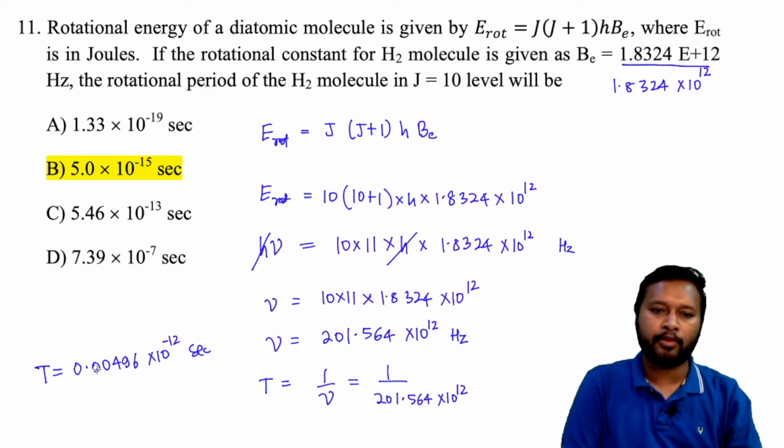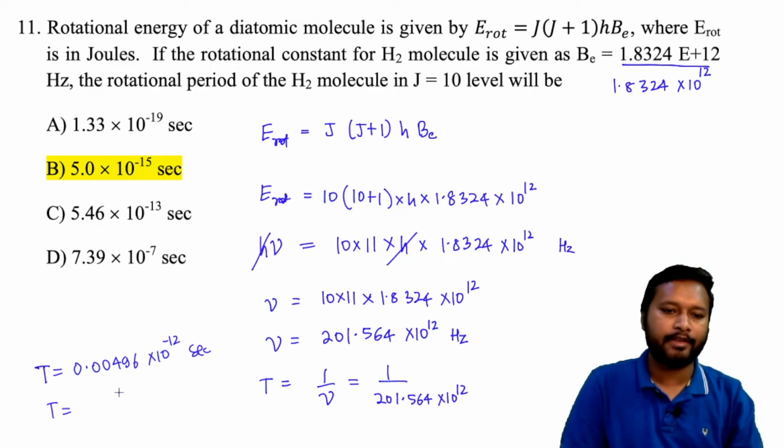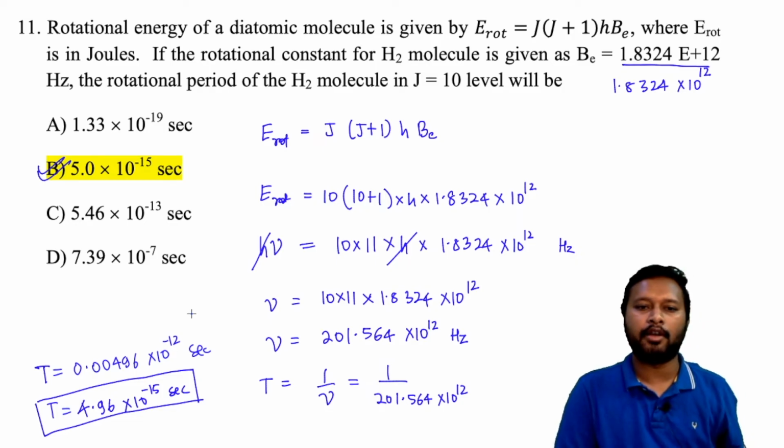You can shift this point by 3 units. That will become 4.96, or the time period will become 5. So either you can write it as 4.96 multiplied by 10 to the power minus 15 seconds. That's where you will get your answer. The answer will be 5 into 10 to the power minus 15 seconds. So this is how it was done.